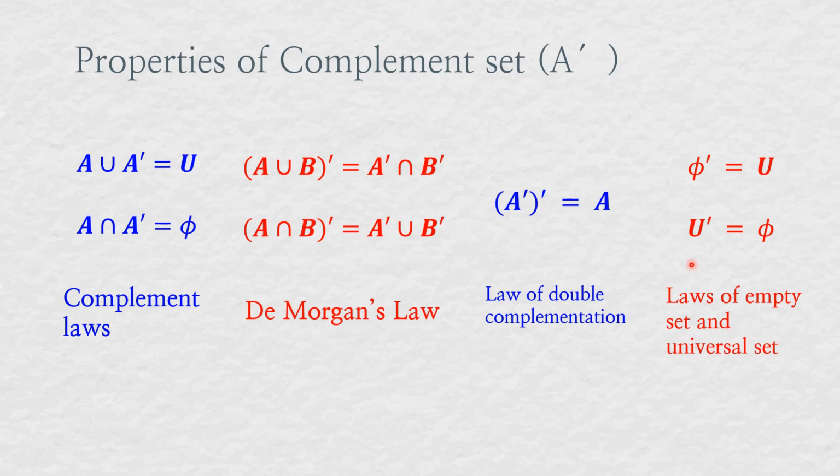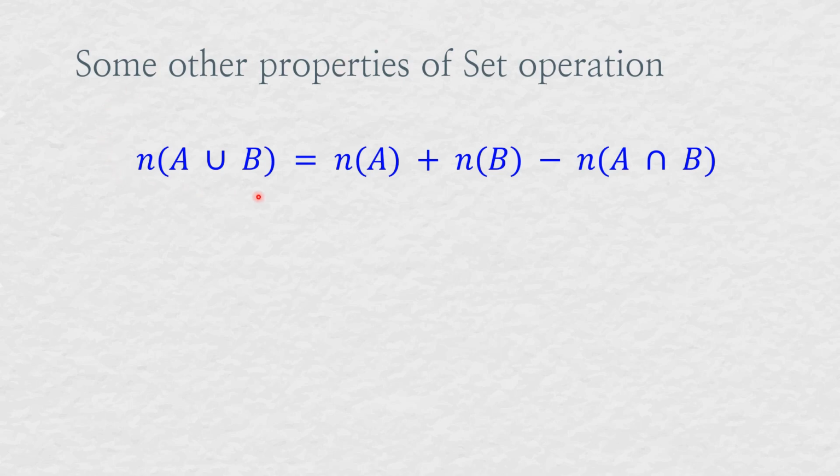There are some other properties of set operations that they follow. The number of elements in A union B is equal to the number of elements in A plus the number of elements in B minus the number of elements in A intersection B. If we add the number of elements in sets A and B, the elements common to both A and B, which are represented by A intersection B, are added twice. Therefore, if we subtract the number of elements of A intersection B from the sum of the number of elements in A and B, we get the number of elements in A union B.